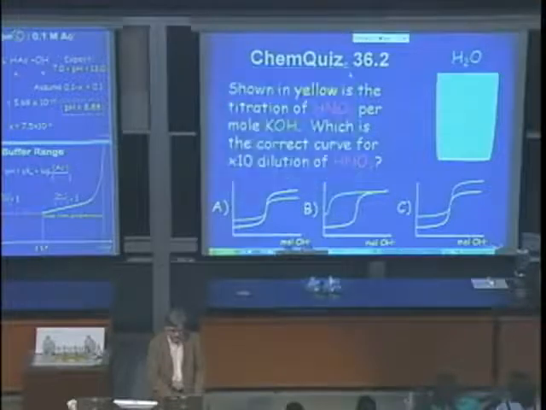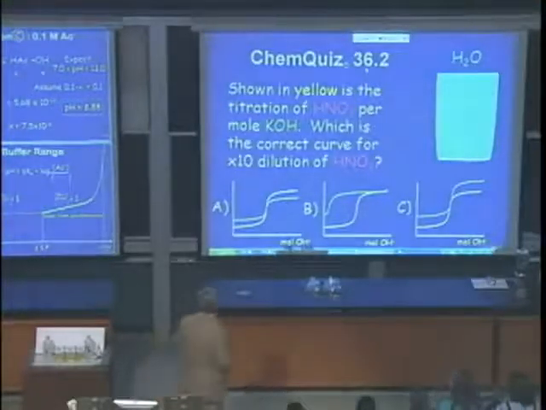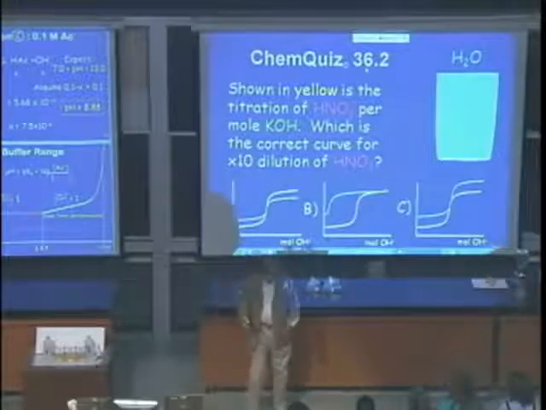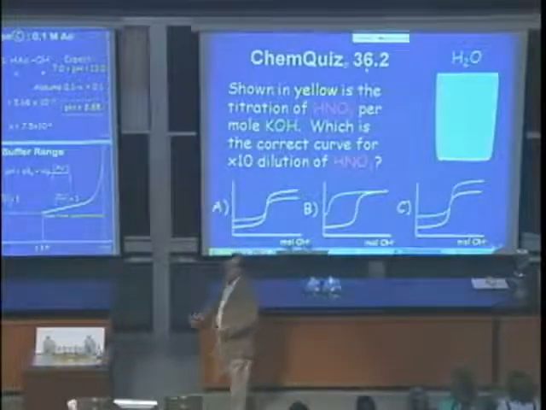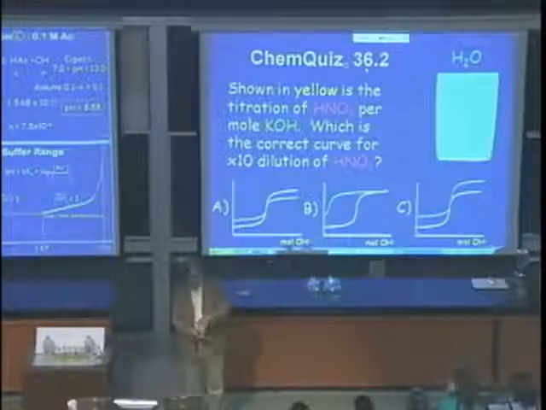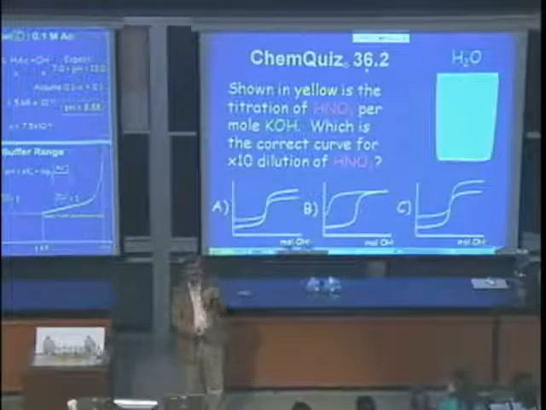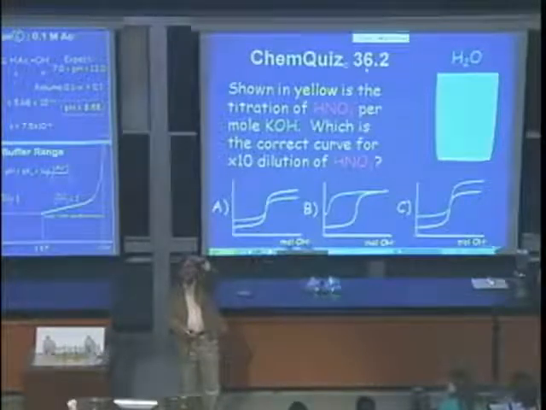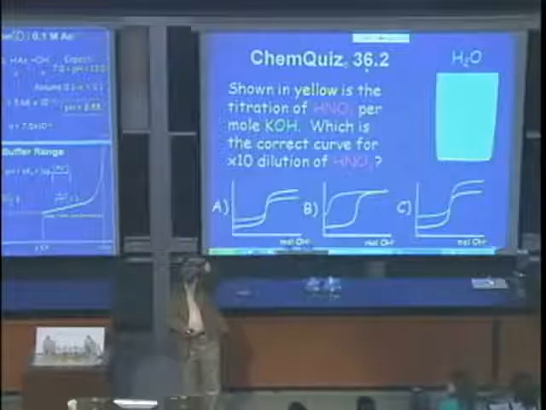Now, let me explain a couple of things to you. If you have nitric acid in a certain volume, and you give the concentration in moles per liter, and now you dilute it by a factor of 10, do you still have the same amount of HNO3 in there, or a different amount? The same amount, okay.